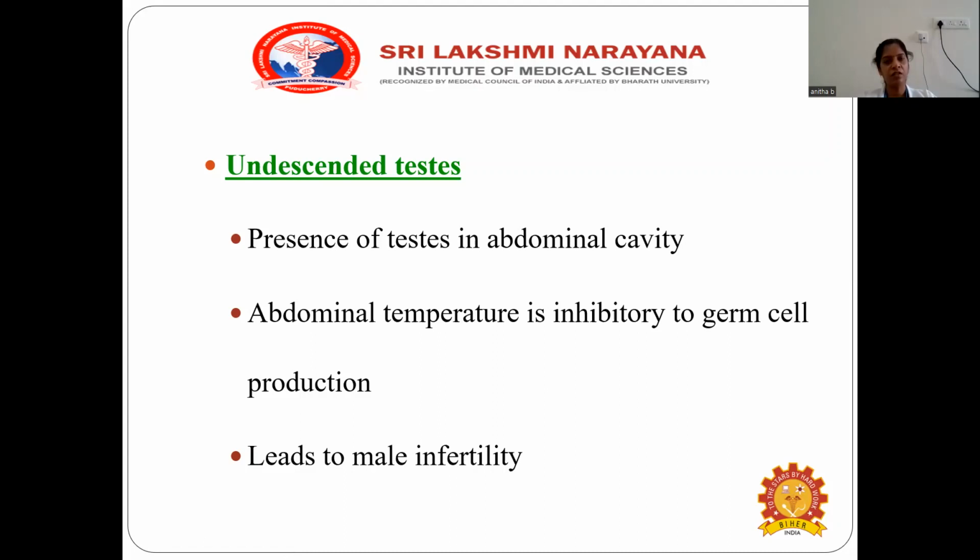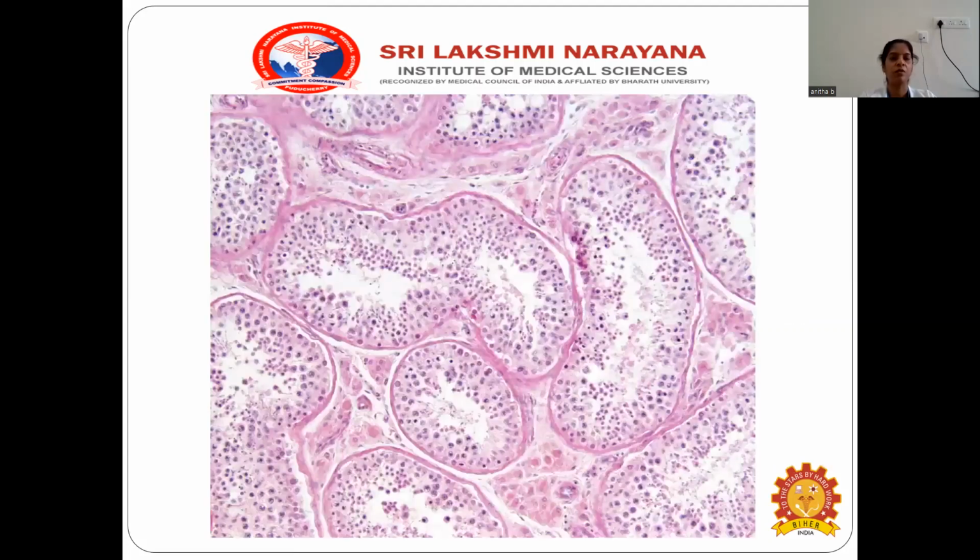So if the testis does not develop properly, in embryology itself we discussed how the testis descends, no? So you know that. If the testis is not present in the scrotum and is still in the abdomen, the abdominal temperature will inhibit germ cell production. So these germ cells won't be produced, and this will lead to male infertility. So that's a case called undescended testis. These are some functional histology points you have to know.